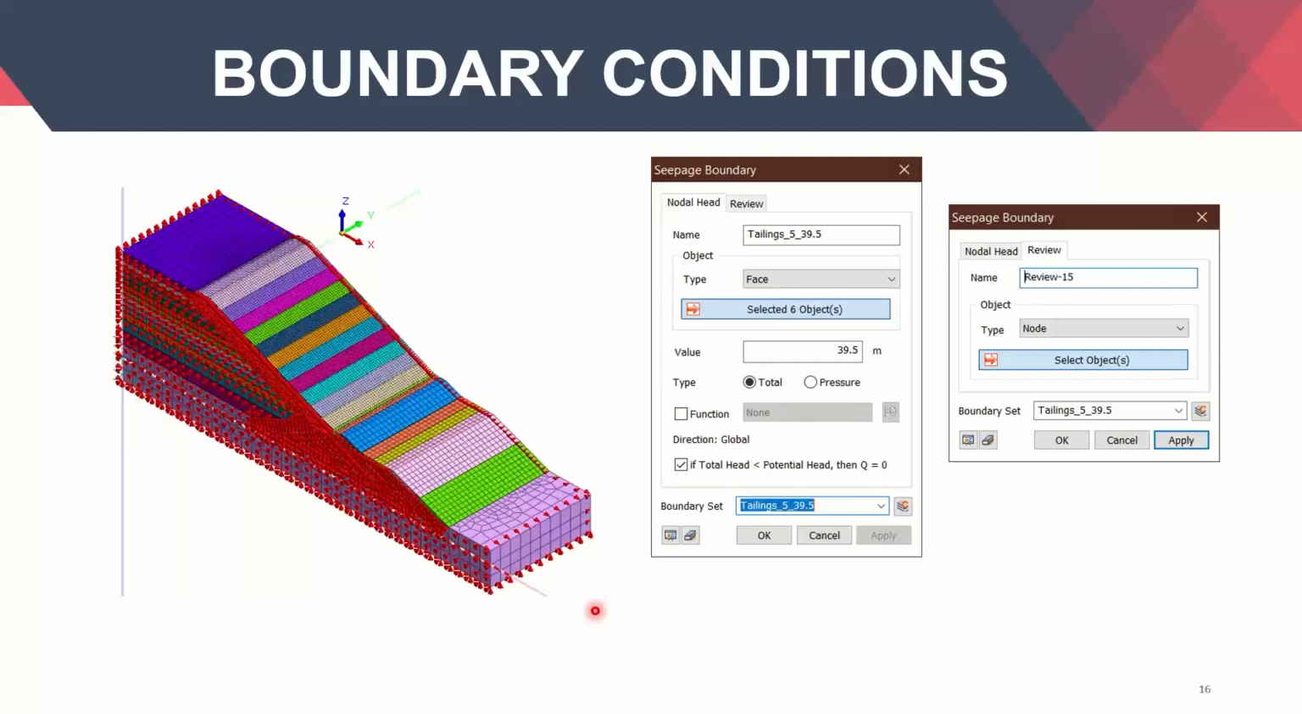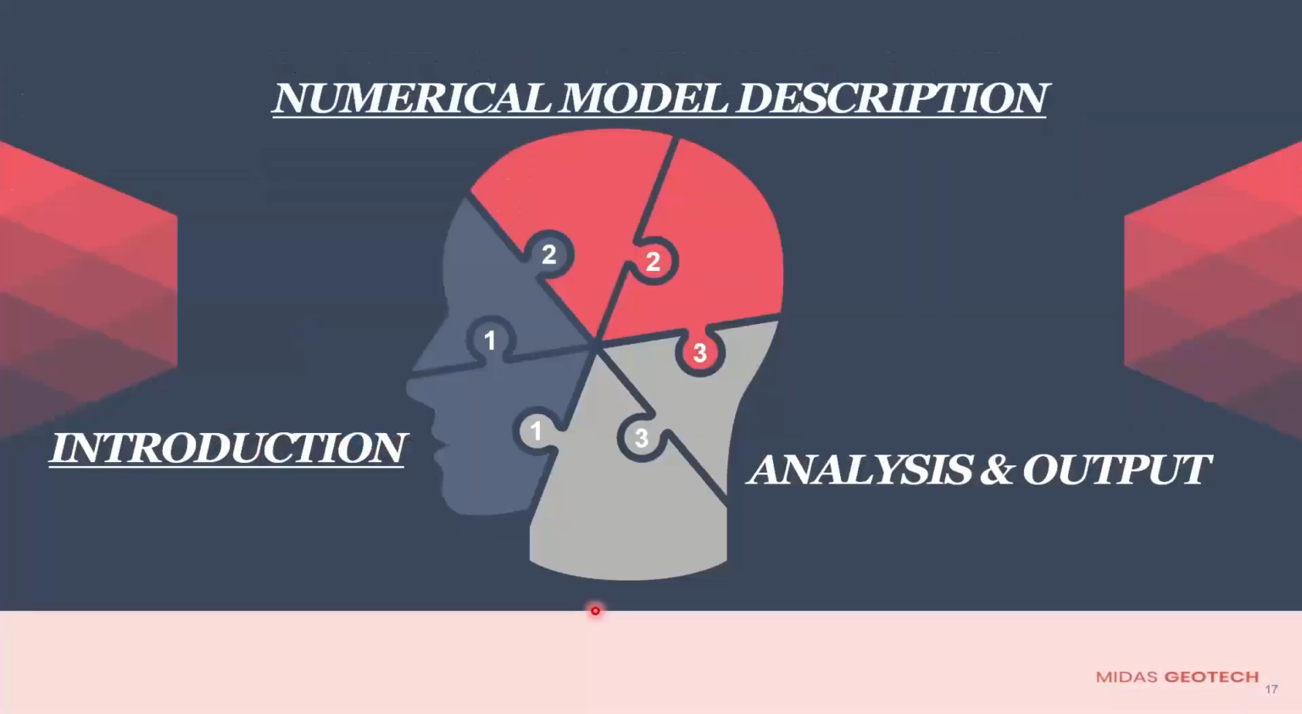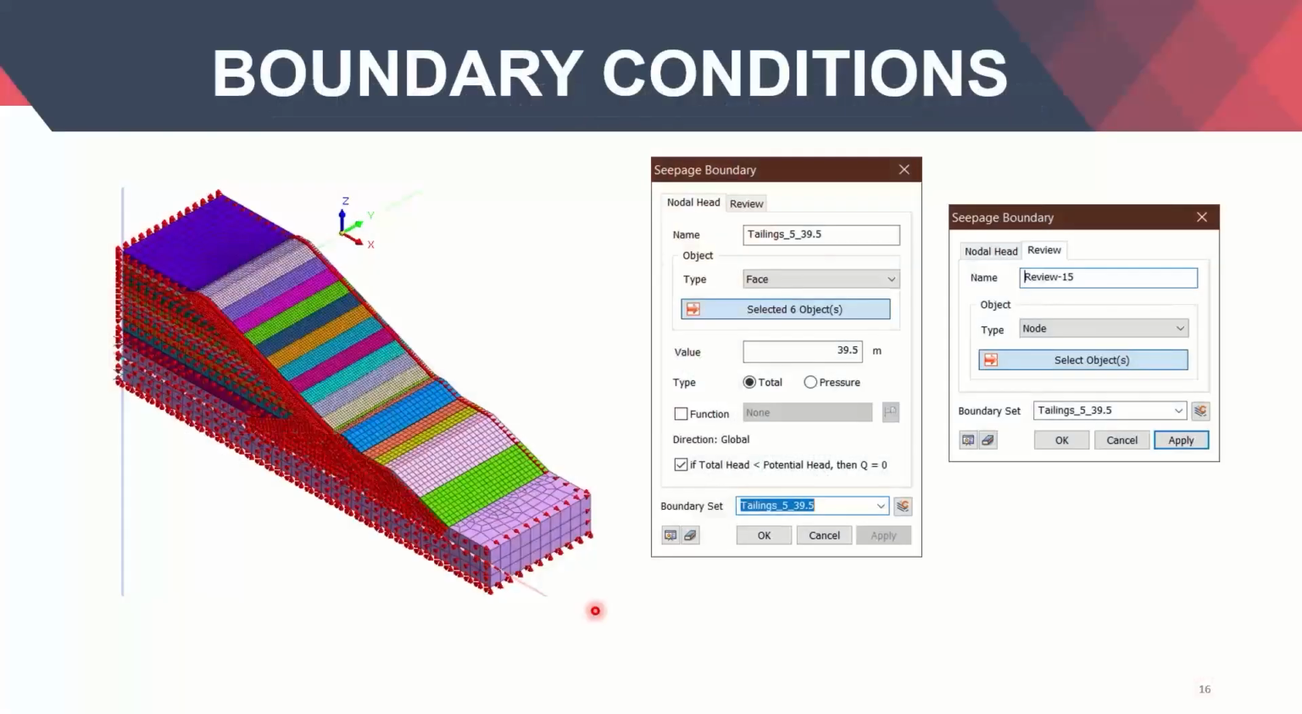So now coming to the seepage boundary conditions. So we have two seepage boundary conditions, that is the nodal head and the review boundary. The nodal head is nothing but the water pressure or the water head that we give for seepage, and the review means the potential seepage phase where the seepage will take place. So next we will define the construction stages and go towards the analysis.